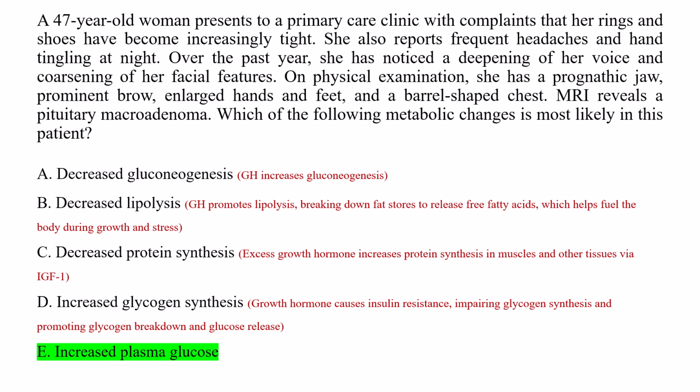And option C is incorrect because one of growth hormone's main functions is to stimulate protein synthesis, especially through insulin-like growth factor 1. And that's why patients have increased muscle mass and soft tissue growth. So this option is also incorrect. And option D is incorrect because growth hormone causes insulin resistance, which impairs glycogen synthesis, and it's actually contributing to glycogen breakdown and glucose release.